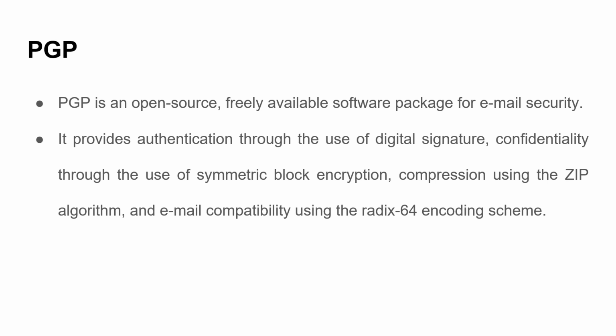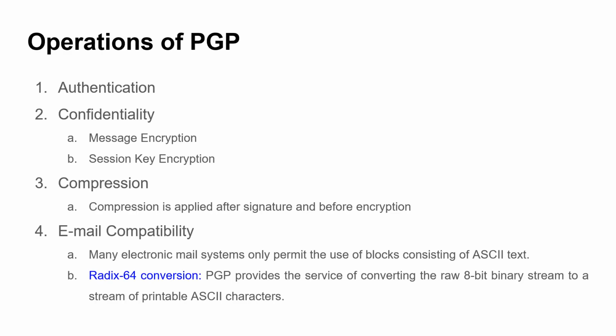So what are the operations in PGP? These are the major operations in Pretty Good Privacy. Number one is authentication, number two is confidentiality, number three is compression, and number four is email compatibility. What do we mean by authentication? Both end parties have to know the identity of the user to whom the email has been sent and also from whom the email has been received. Knowing the identity is said to be authentication.